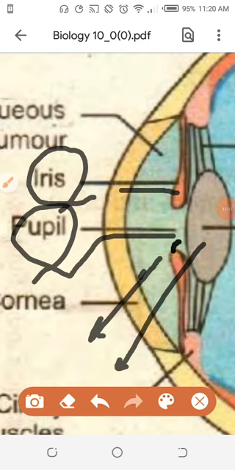So this was lecture number 28, the pupil opening, in which we are discussing the structure of the eye. In lecture number 29, we are going to discuss further information about the structure of the eye.